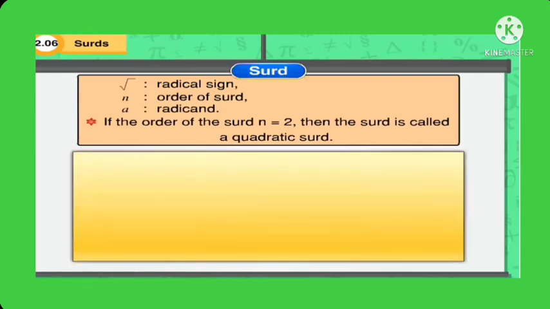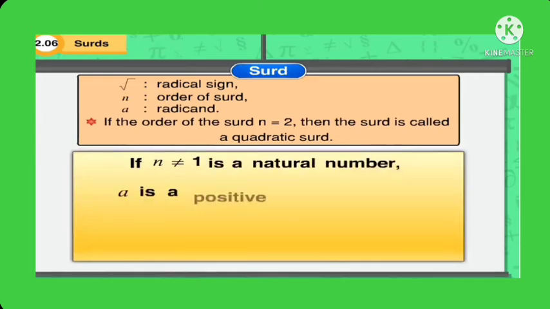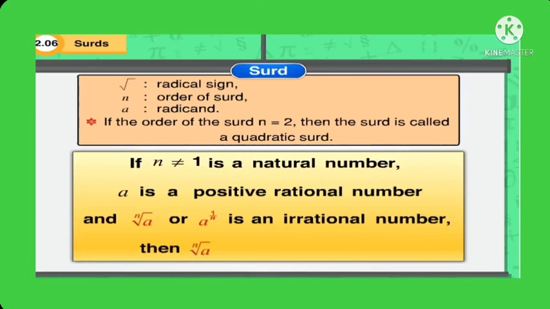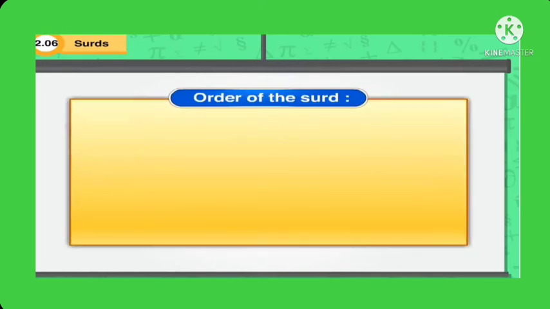Now surds. Let's see, if n is not equal to 1 and is a natural number, a is a positive rational number and nth root of a is an irrational number, then it is called a surd. So here you require an irrational number. Now let's see order of the surd, some examples.